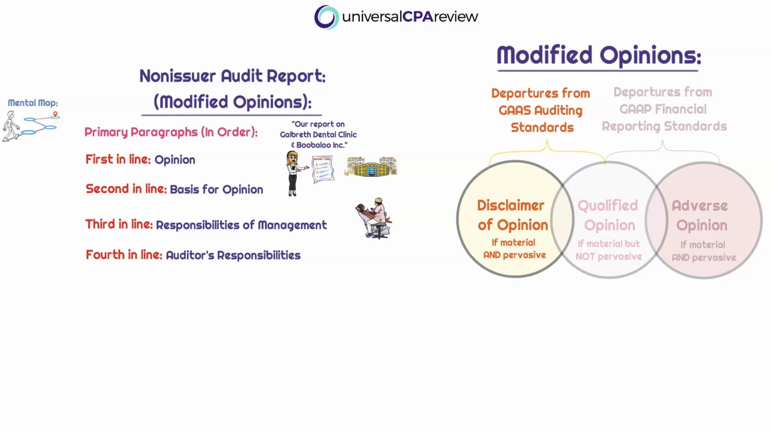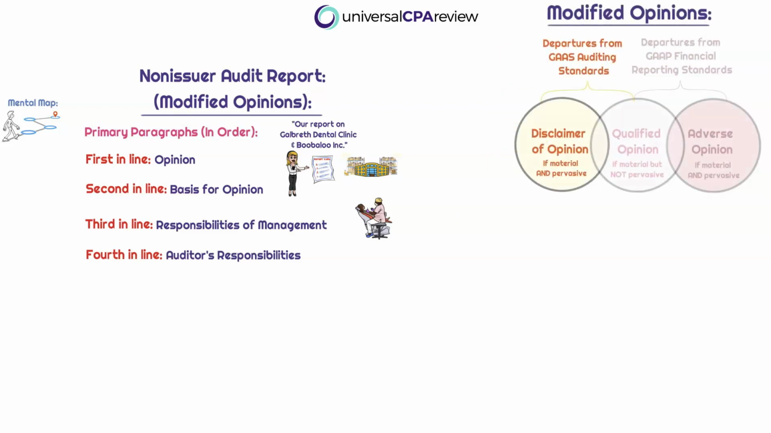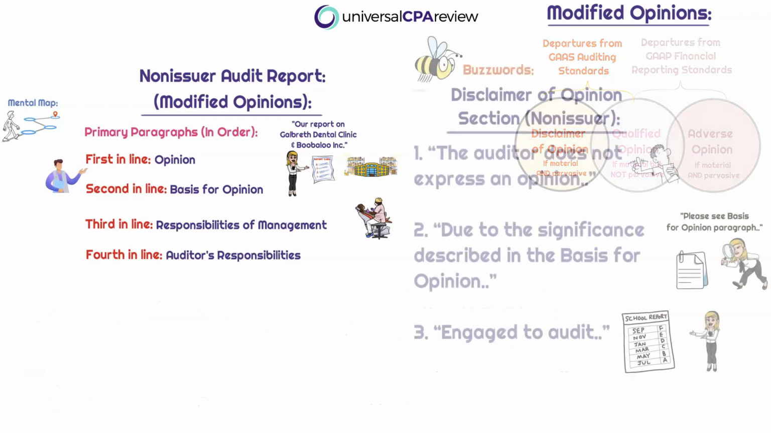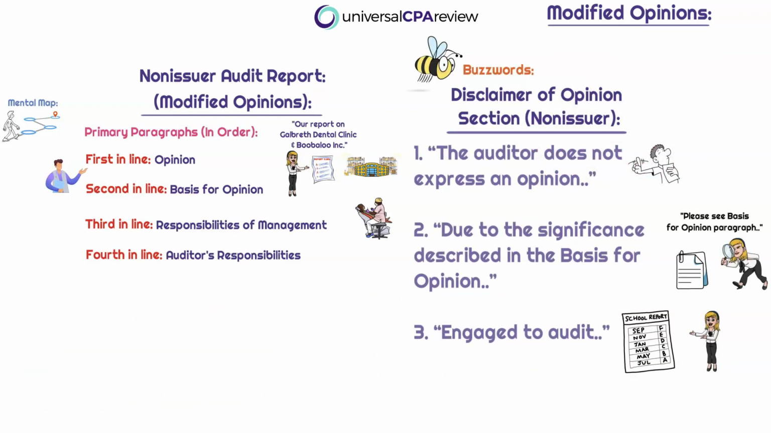So the audit report for non-issuers is very similar. Okay, so we're still going to title it and address it to the proper owners of the private company. So the owners of Galbraith Dental Clinic, for example. And then we're again going to jump right into the opinion section. So this is going to be titled the disclaimer of opinion section. And basically all we're saying here is that the auditor will not be expressing an opinion on the financial statements, right? They've done their work, but they are unable to come to a conclusion.